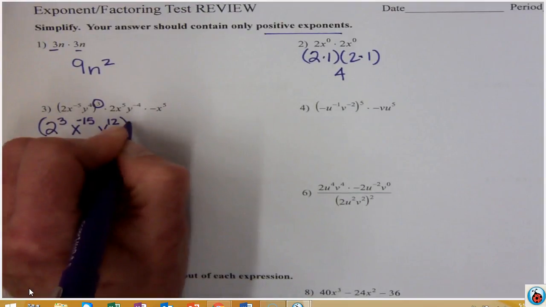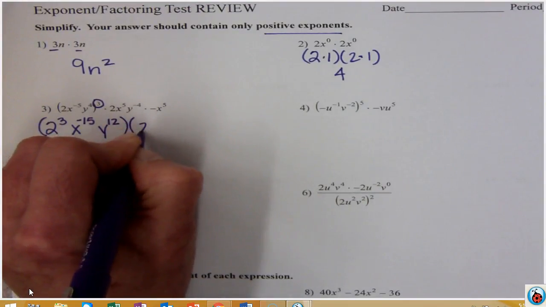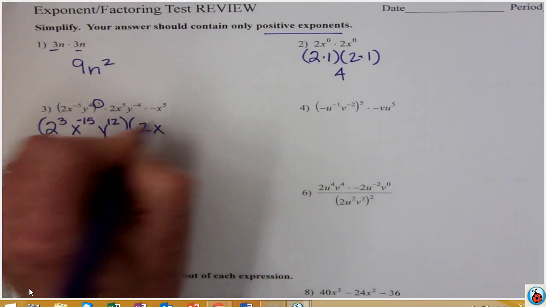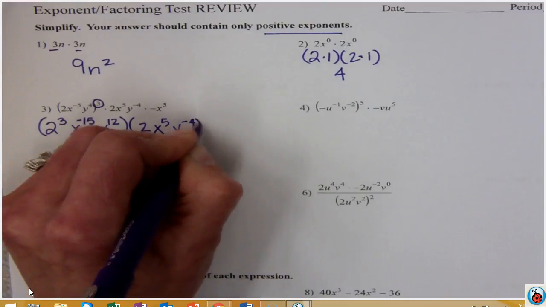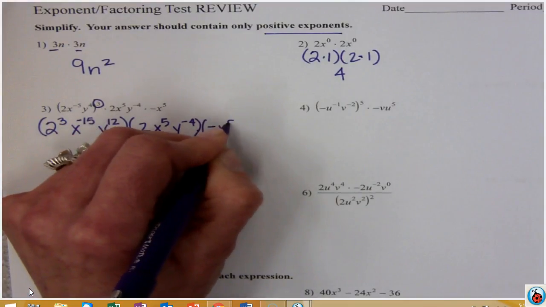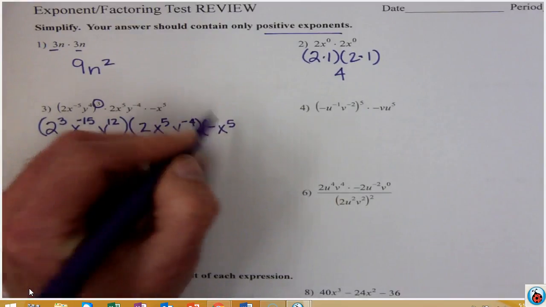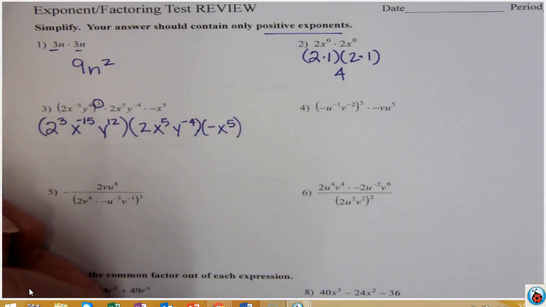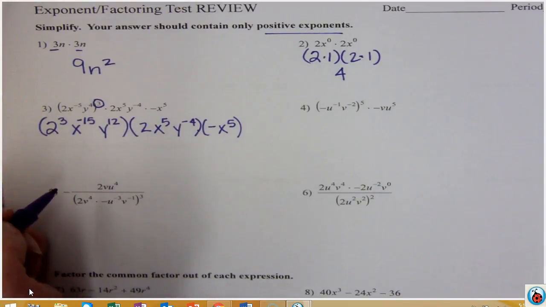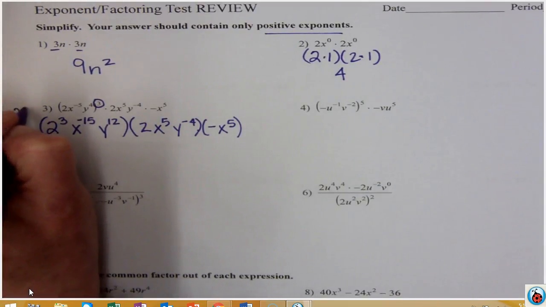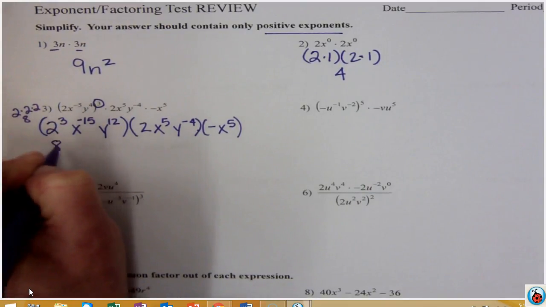times 2x to the 5th, y to the negative 4th times negative x to the 5th. Okay? So now I'm going to start putting my negative exponents in the denominator and combining my like terms. So 2 cubed is going to be basically 2 times 2 times 2, which is 8. So I have 8 here.